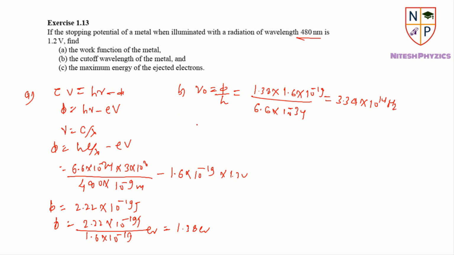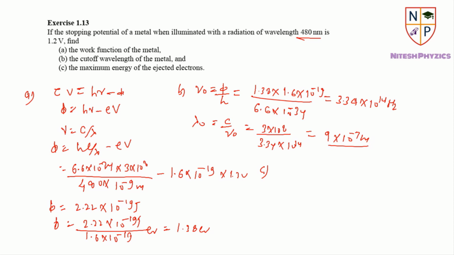Now lambda naught, the cutoff wavelength, is equal to c by nu naught. Put the value 3 into 10 power 8 meter per second, and the value of nu naught is 3.34 into 10 power 14 hertz, which we already calculated. So after solving, we will get the value of lambda naught as 9 into 10 power minus 7 meter. Okay, now part C.